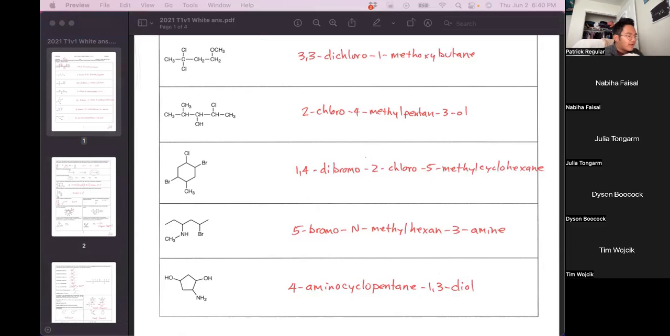It would not be 5 amino, it would be 4. Because if you started from this one, it would be 1, 2, 3, and 4. 4 amino. The reason why you wouldn't go around is if it's 1, 2, 3, 4, 5. Well, it still satisfies the 1, 3 diol, but compared to this direction, we get a 4 amino compared to a 5 amino this way.